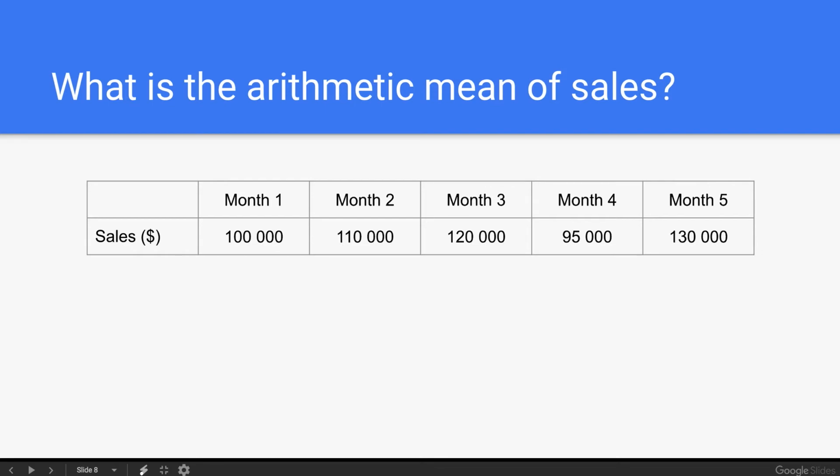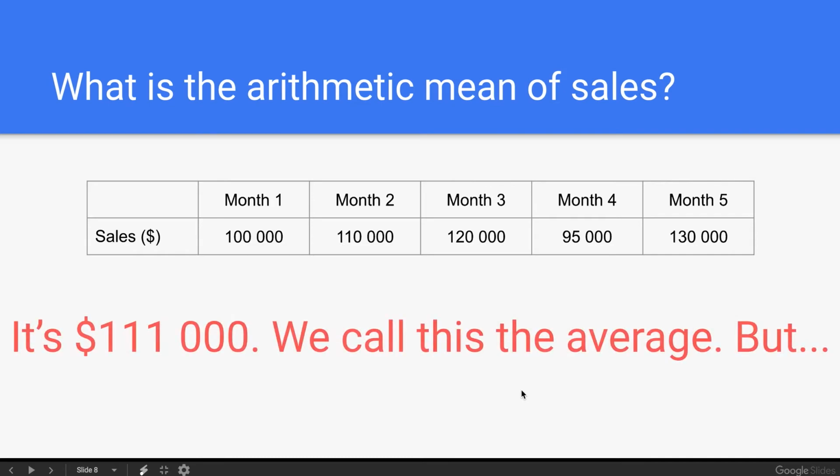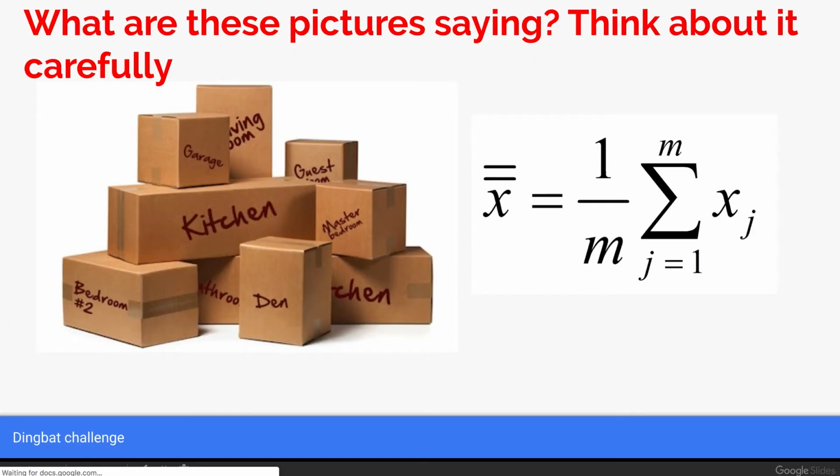Are you able to calculate a mean of sales? So remember, a mean is where you add everything up, divide it by however many numbers, and then you get an average. So in this case, you'd add 100 plus 110 plus 120 plus 95 plus $130,000, divide it by 1, 2, 3, 4, 5 months, all right? That would give you 111,000. Hopefully you got that right.